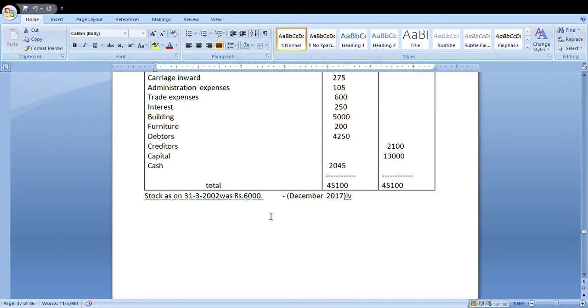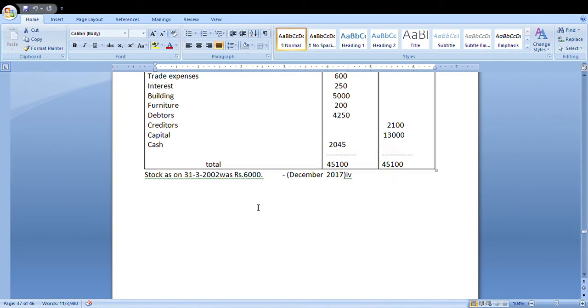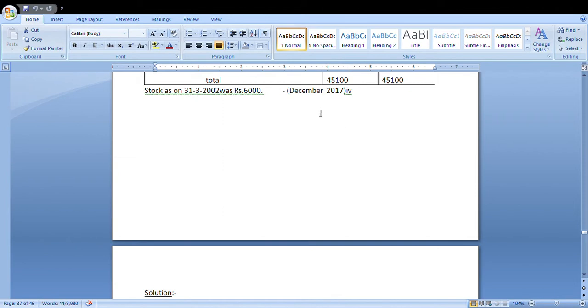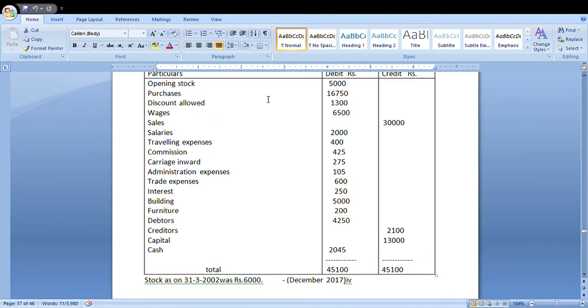These outside items are entered two times. One is in the trading account or profit and loss account, and the second is in the balance sheet, liability side or asset side. This stock is the closing stock. First enter it in the trading account, credit side, closing stock 6,000. Next enter it in the balance sheet, asset side. These items are also done.